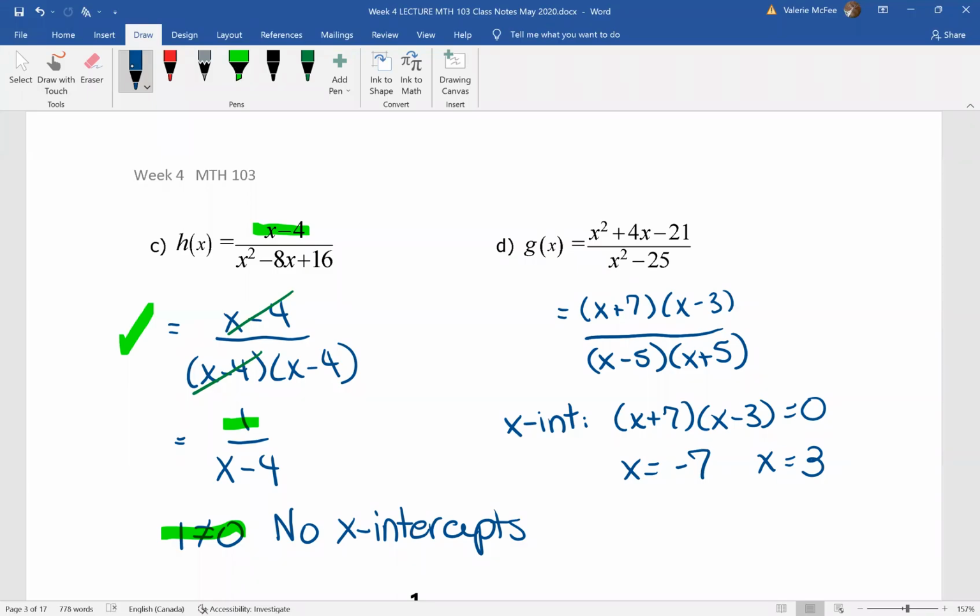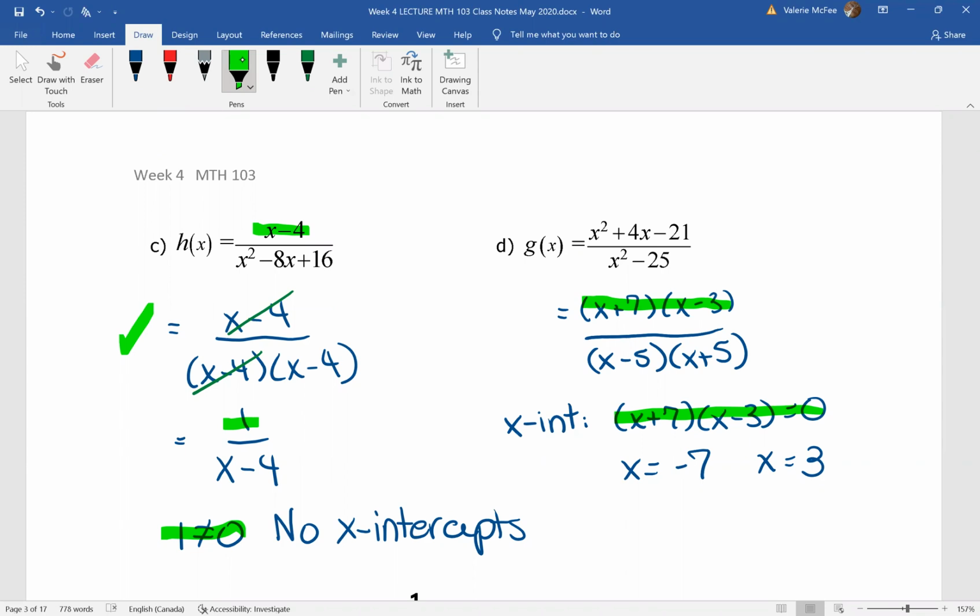I factored the numerator and denominator, but there were no common factors. So in order to find the x-intercepts, we let the numerator equal 0, and we found that there are two x-intercepts, one at x equals -7 and one at x equals 3.